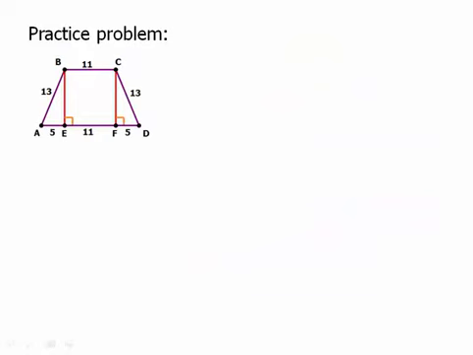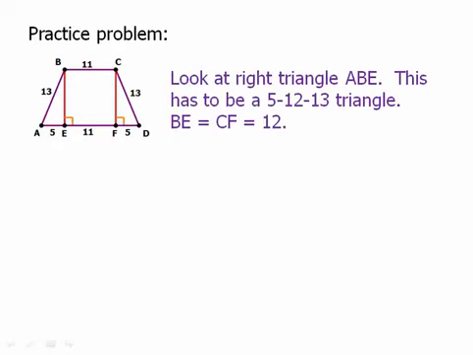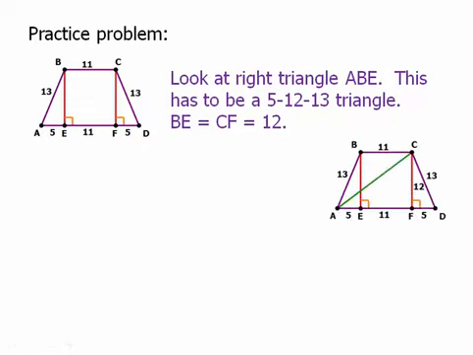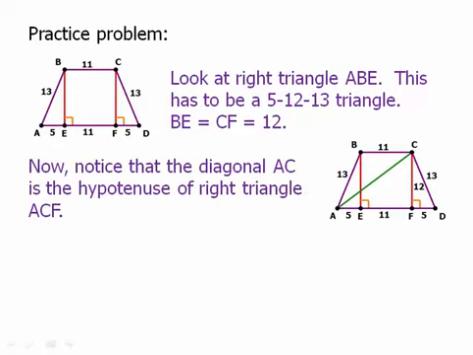Well, now, notice in those right triangles, we have 5, blank, 13. That should ring a bell. This is a 5, 12, 13 triangle, so it must be true that BE and CF equal 12. So now we know the length of the height. Now we can think about that diagonal. That diagonal AC is the hypotenuse of right triangle ACF. And we know that AF is 5 plus 11, 16, and CF is 12.